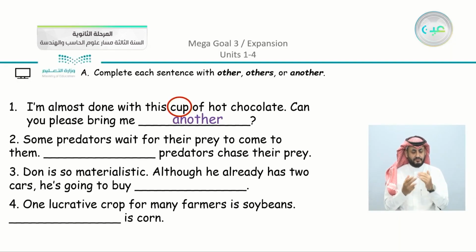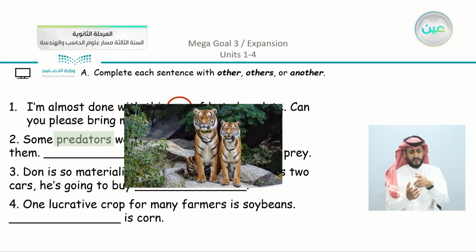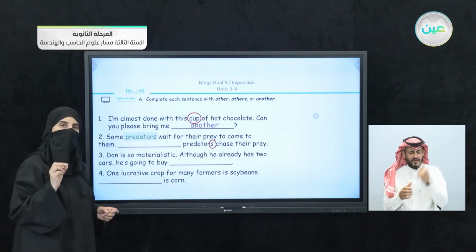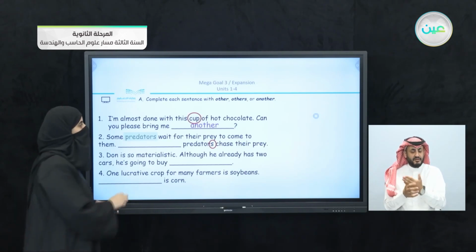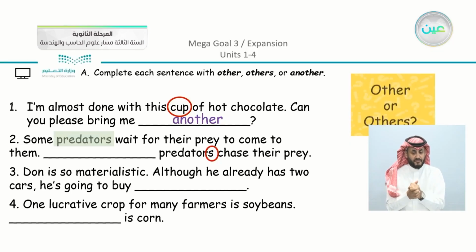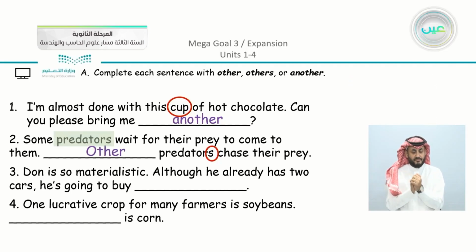Now, some predators, do you remember the word predators? We took it also in Unit 1. Now we said, for example, tigers are predators. They wait for their prey to come to them. Blank predators chase their prey. Now here you are going to focus on the S in predators. Why? Because we have your other or others. Which one can you use? So since predators is plural, we are going to use the word other.